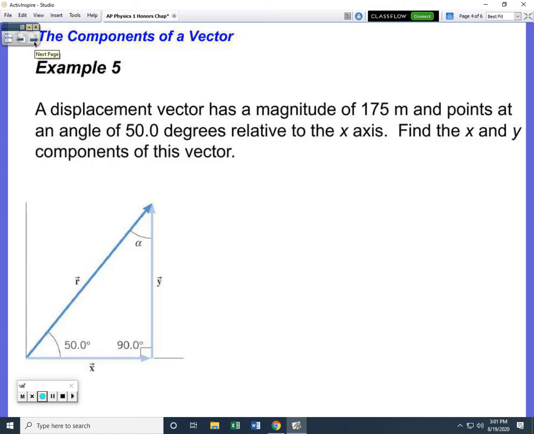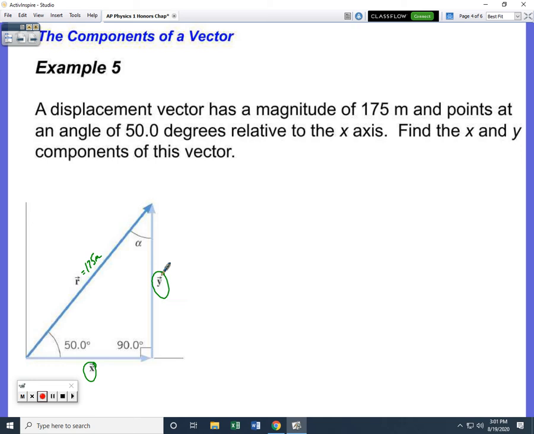So let's grab an example. Let's say that I have a displacement vector that is 175 meters and it's at 50 degrees relative to the x-axis. So this might be north of east, or it may just be up from horizontal. Either one. I want to find these components. I want to try to figure out what X is. I want to try to figure out what Y is.